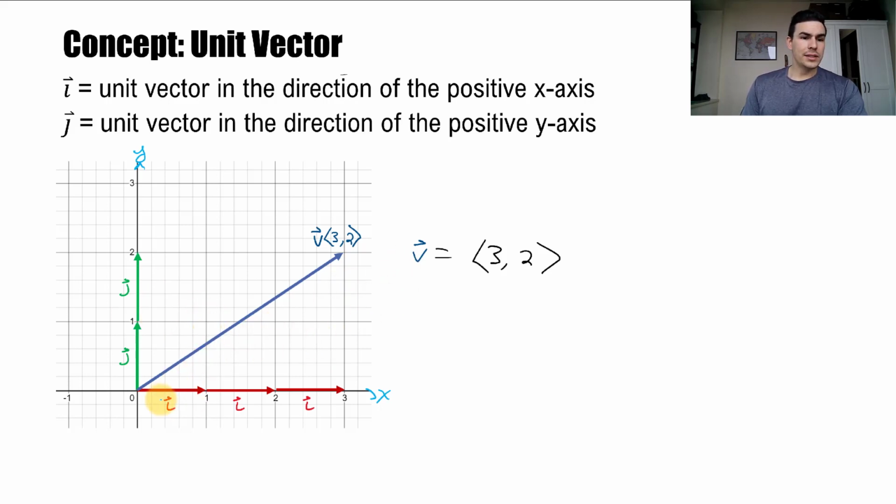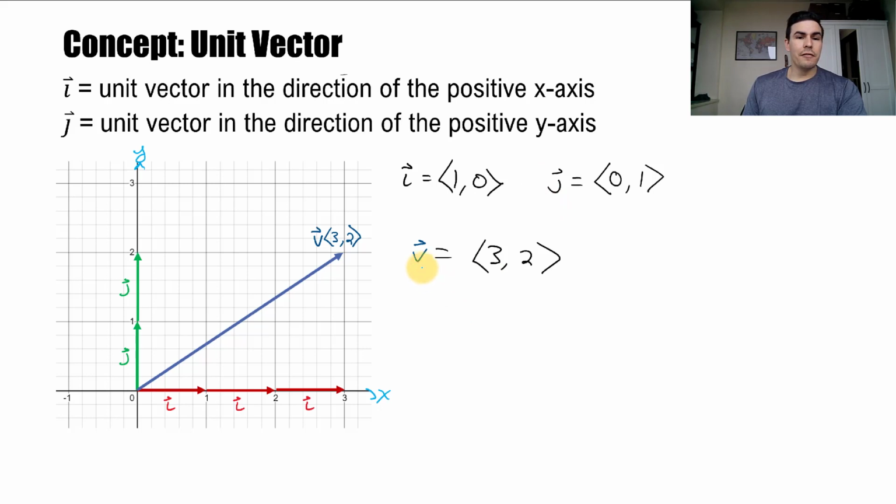So we can see here, what's the component form of i and j? Well, for i, go over 1 in the x direction, and then I don't go up in the y direction at all. So that's going to be 1, 0. It's going to be our component form. And similarly for j, I don't go anywhere in the x direction, but I do go up 1 in the y direction. So our component form is 0, 1 for unit vector j.